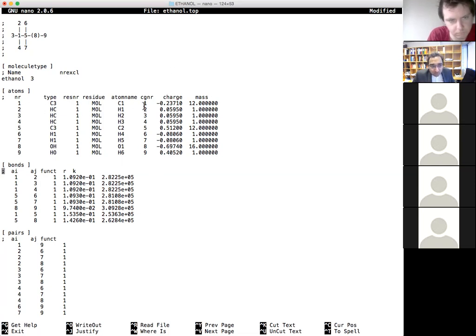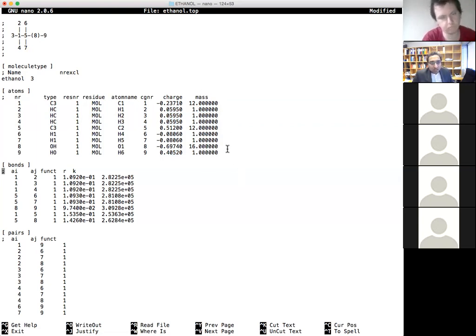You can notice that the partial charge of these three hydrogen atoms, which are very similar, attached to the carbon, is the same. But the partial charge of this hydrogen atom, which is part of the OH group, hydroxyl group, is very high. It is 0.4 compared to almost 0 for these three hydrogen atoms. Okay. We are also describing the mass in the last column.